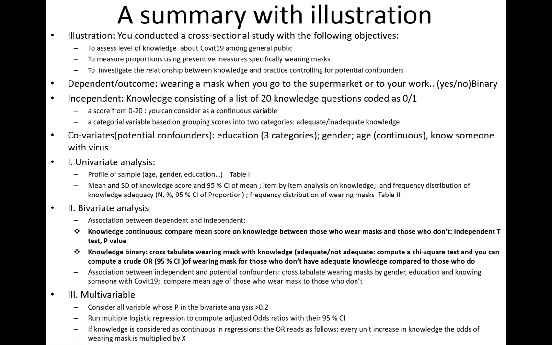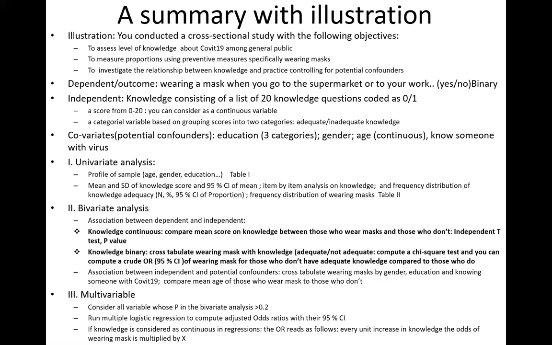So the slide is, I chose a topic that's very relevant. This is about knowledge and practice of preventive measures related to COVID-19. So the study had three objectives: assess the level of knowledge about COVID-19 among the general public, measure the proportion who are using preventive measures, specifically wearing masks, and investigate the relationship between knowledge and practice, controlling for potential confounding. Therefore, my outcome is wearing a mask when you go to the supermarket or to your work, and this is a binary variable with a yes and no answer.